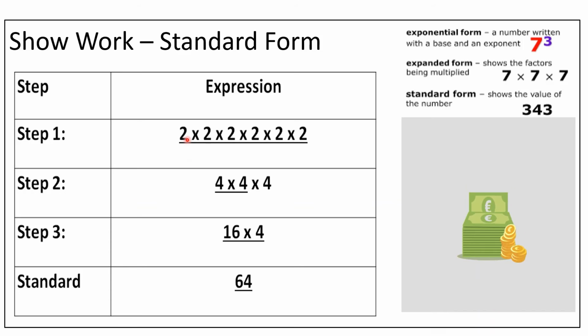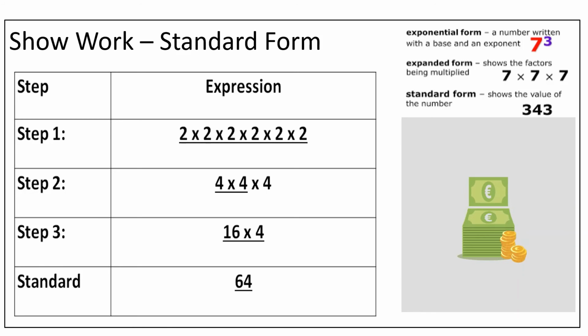Next, let's use PEMDAS. 2 times 2 is 4. 2 times 2 is 4. 2 times 2 is 4. 4 times 4 is 16. 16 times 4 gives us 64.